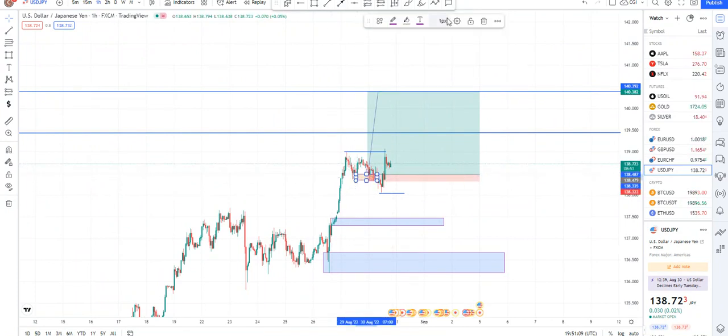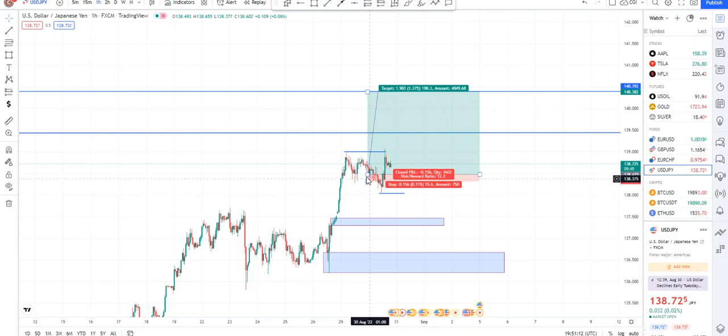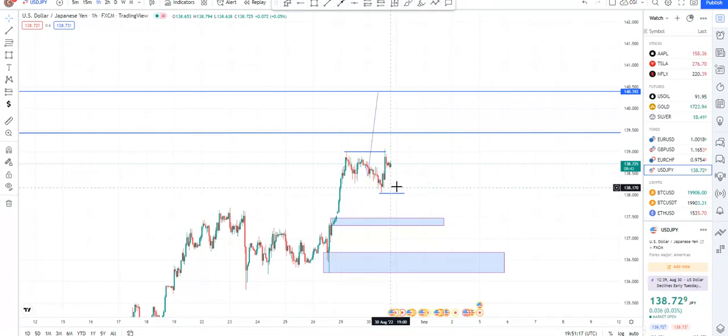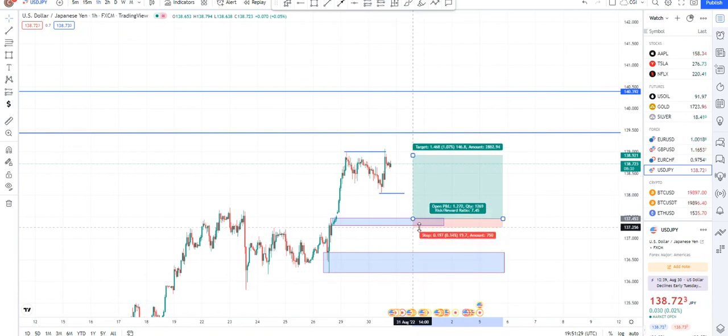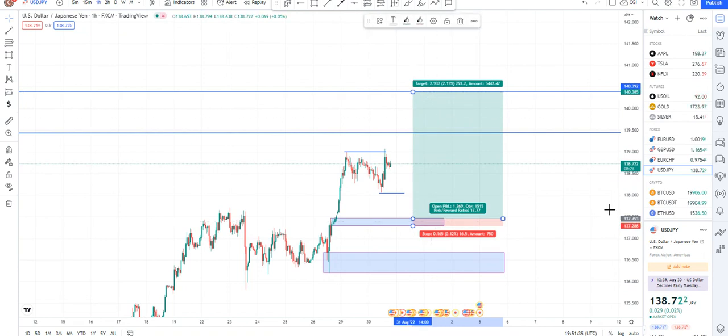Let me delete all these things so that it's cleaner. I'll delete this as well. So my trading idea is just basically for it to come down here. If it doesn't come down here, no show. If it doesn't come down here, then I won't really trade it. So this is my trade idea here.